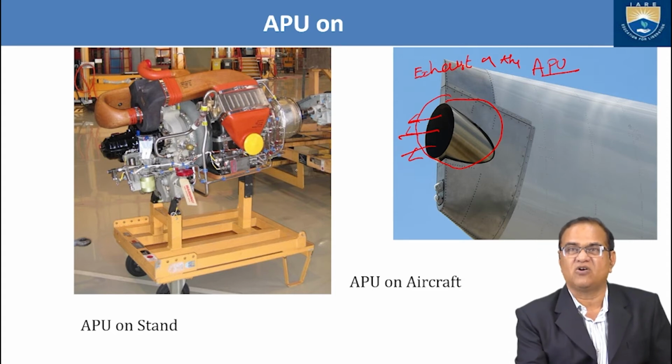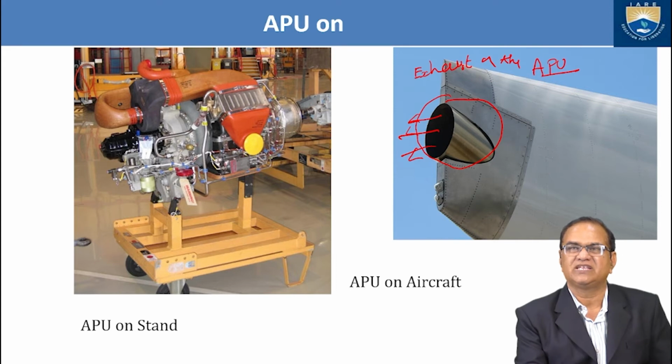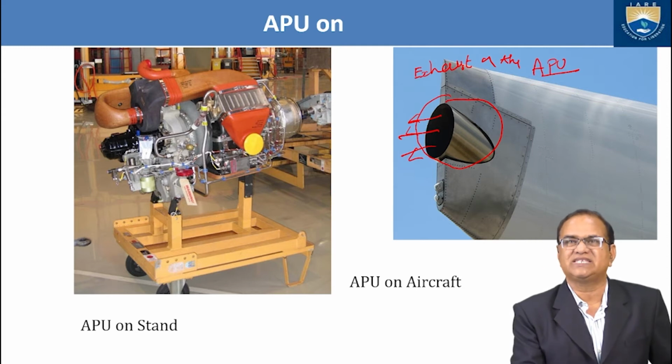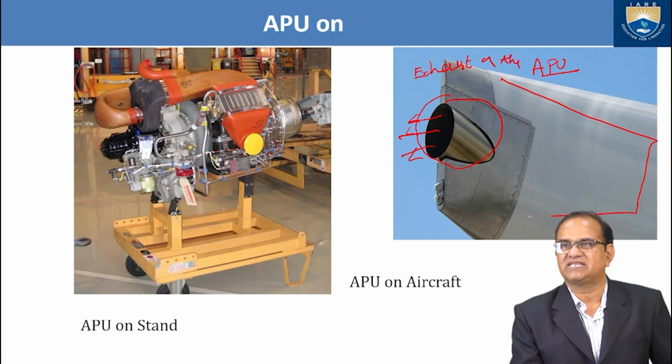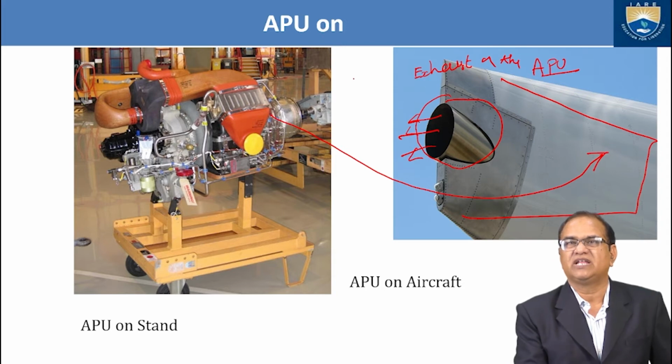Now this is on the ground. So the same small engine, very small engine, is fixed and kept on the stand, ready to fix in the aircraft. Like this, the engine is removed from here and inserted inside here. Like this, you can see here is the exhaust. This exhaust is visible here.